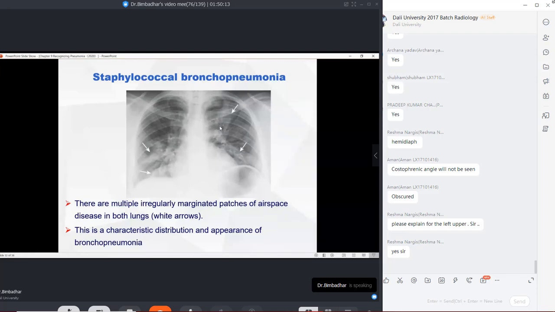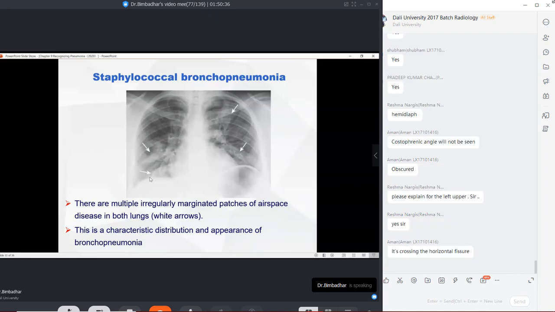See, the upper lobe is involved, the lingular segment is involved here, the lower lobe is involved here, the middle lobe is involved, right? And also the lateral segment is involved, the lower lobes are involved. So not only one particular segment is involved, but more segments are involved. Such a pattern is called bronchopneumonia. Yes, of course, it's crossing the horizontal fissure. You see here, this one almost, right? Now this kind of pneumonia is technically called staphylococcal bronchopneumonia. So this is a characteristic distribution.